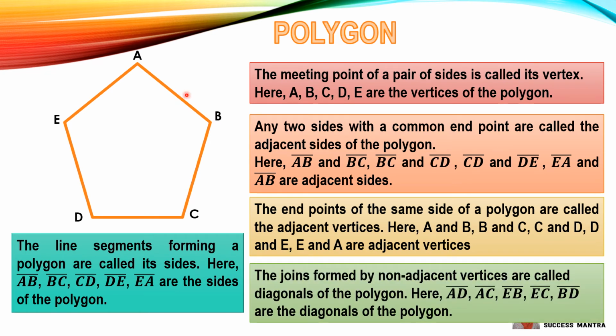And the joins that are formed by non-adjacent vertices are called diagonals of the polygon. Here A and B are adjacent vertices, but A and C are non-adjacent vertices. So if a line is drawn between A and C, it becomes a diagonal of this polygon. So here A and D are non-adjacent, so it is a diagonal. AC, similarly EB, EC and BD are all diagonals of this polygon.